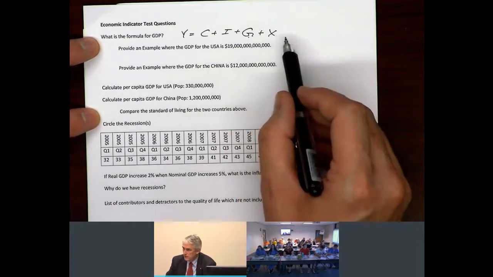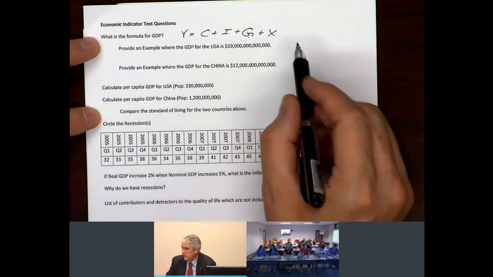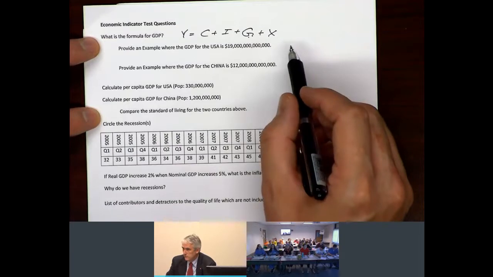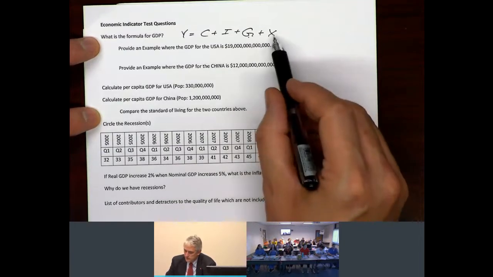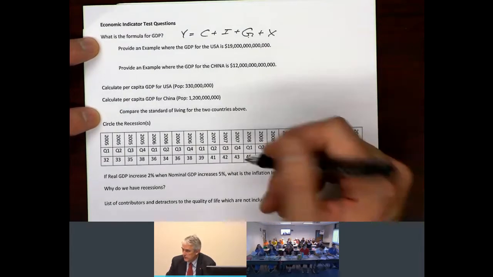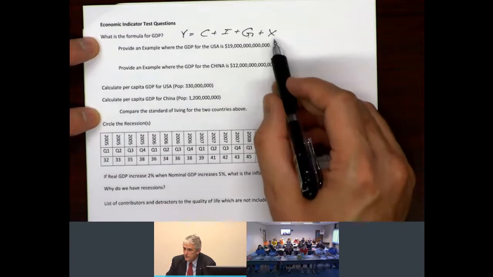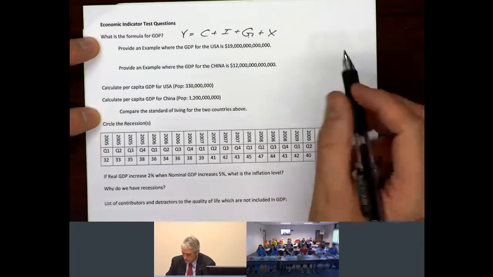Exports are going to be derived how? How do you come up with net exports? The difference between your imports and your exports. That's right. So this will be a positive number if you're selling more to other countries than you buy from other countries, and it'll be a negative number if you're like the United States, buying more from other countries than we sell to other countries.